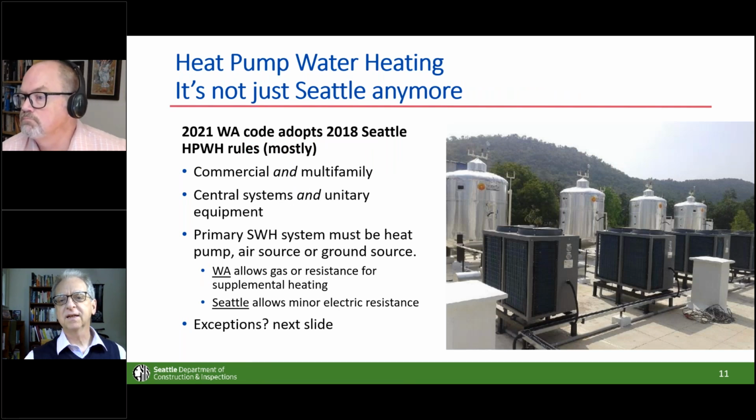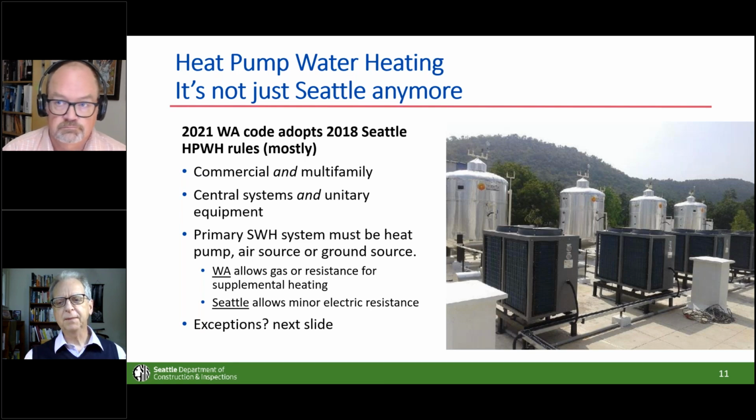And for water heating, this also just went statewide. Washington State took on most of the Seattle rules from the current code and put them into the 2021 Washington State code. So you've got heat pump water heating coming your way around the state. The one big difference is that the Washington State rule allows the supplemental heating, that heating that you need for very cold weather or unusually high loads, to be gas or electric, whereas in Seattle it can only be electric.